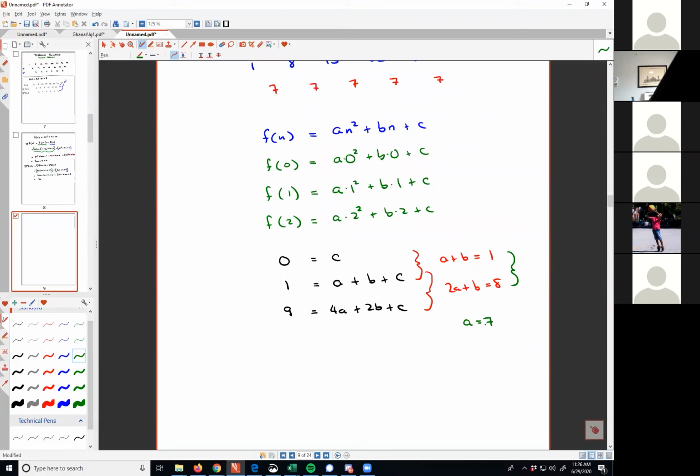Shouldn't it really be 3a? Yeah, sorry about that. Huh. Okay. So I don't think this is right. I feel like I must have made a mistake somewhere, but maybe I'm wrong.